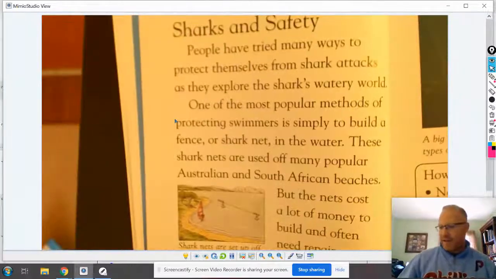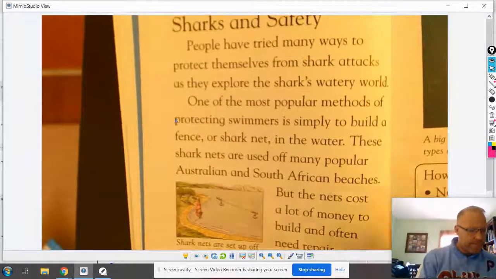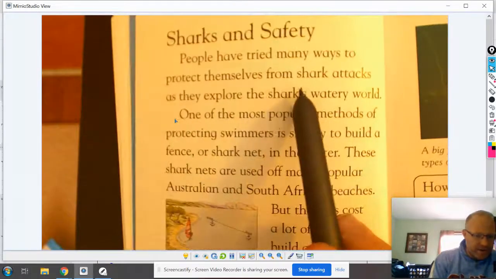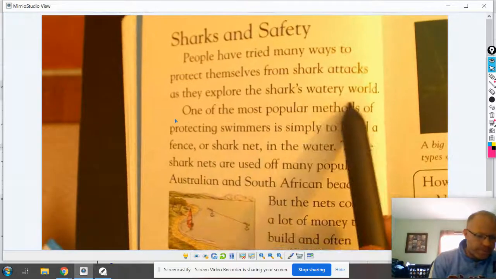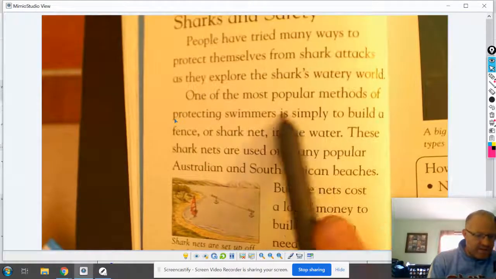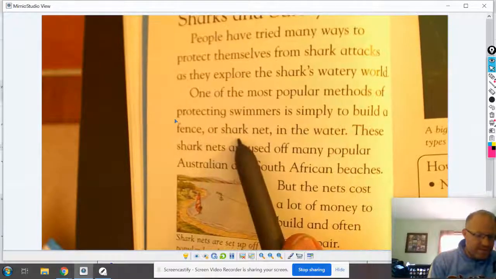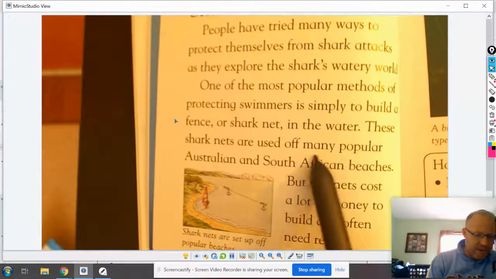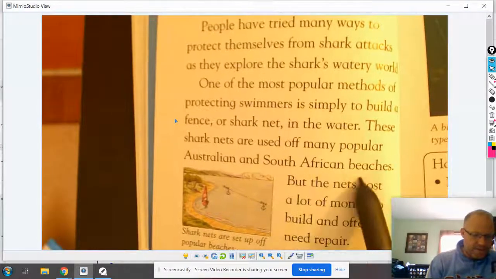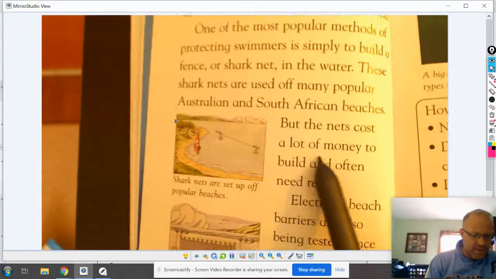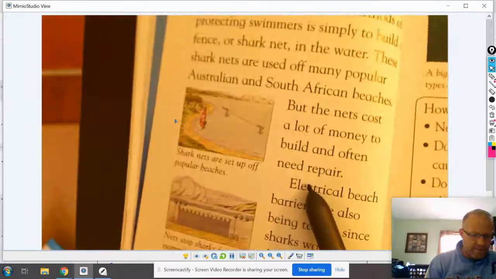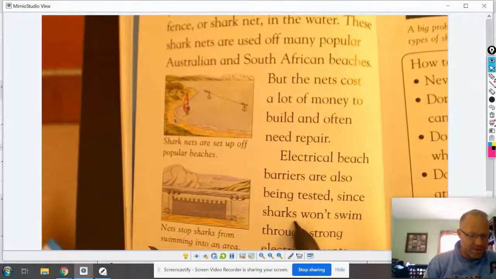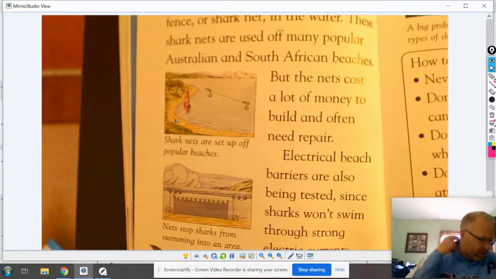Sharks and Safety is the name of this chapter. People have tried many ways to protect themselves from shark attacks as they explore the shark's watery world. One of the most popular methods of protecting swimmers is to simply build a fence, or a shark net, in the water. These shark nets are used off many popular Australian and South African beaches. But the nets cost a lot of money to build and often need repair. Electrical beach barriers are also being tested since sharks won't swim through strong electric currents.